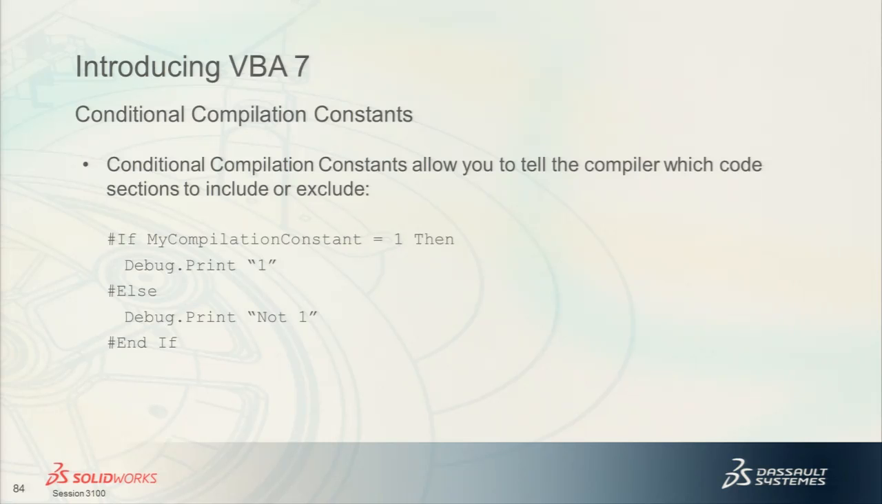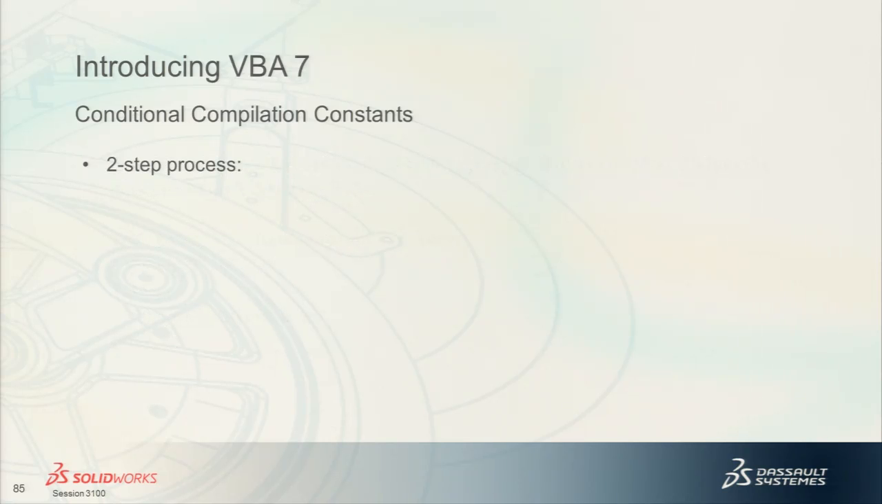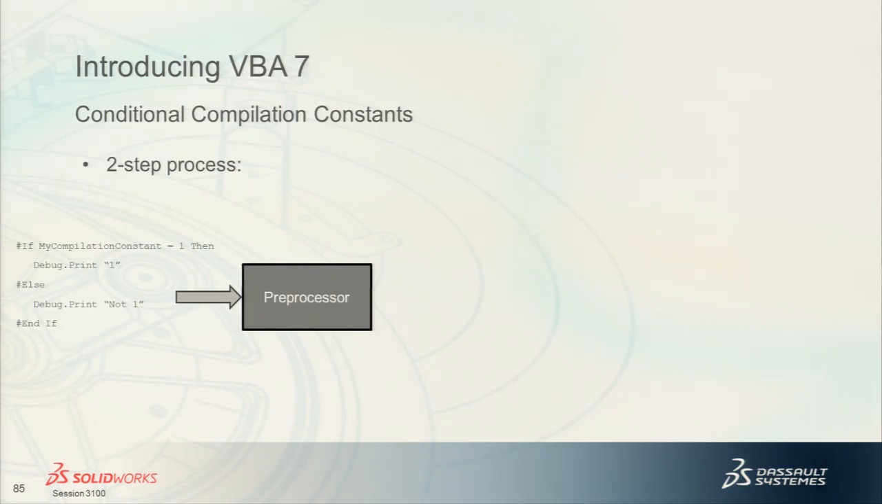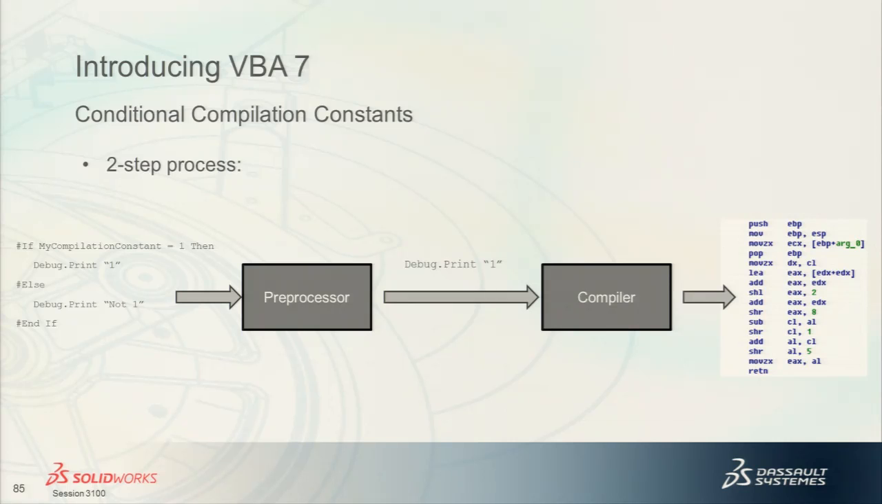So behind the scenes, there is a two-step process. This is your code now with these compilation constants in it. There is like a preprocessor running that leaves the line you want, and the compiler will then translate it into binary code. So this is the mechanism. It's very common in the C++ world. It's not as common in the VBA world. There was no real need for it.